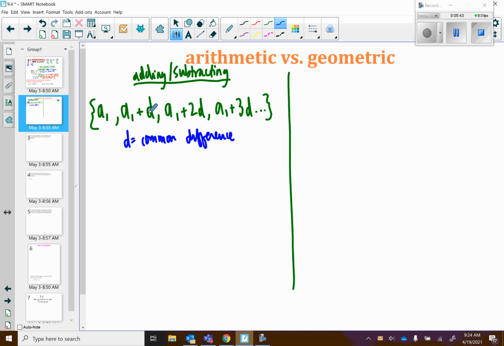And we write it as plus D, but D could be a negative thing, which would mean that we would be subtracting.